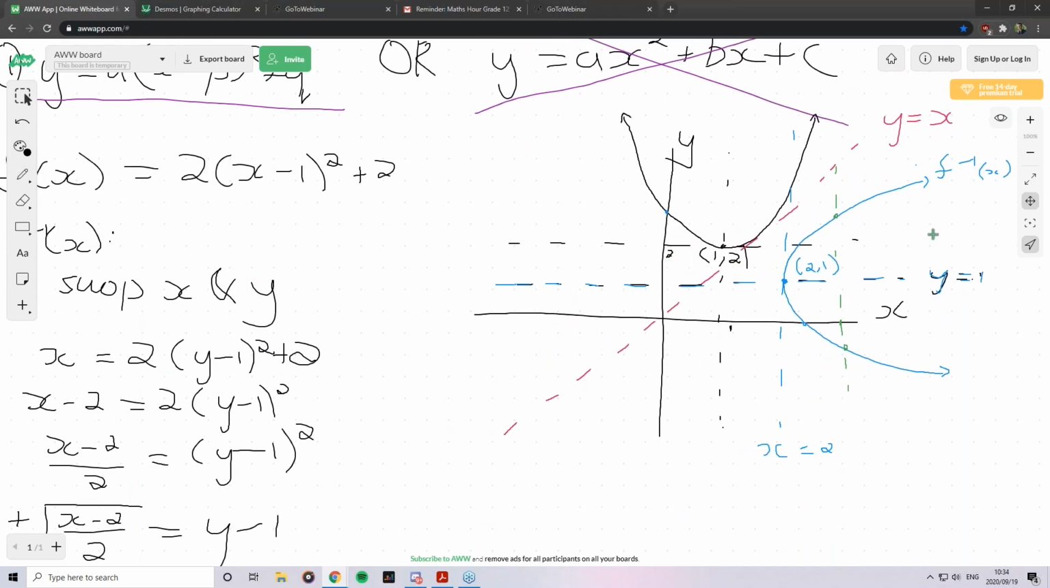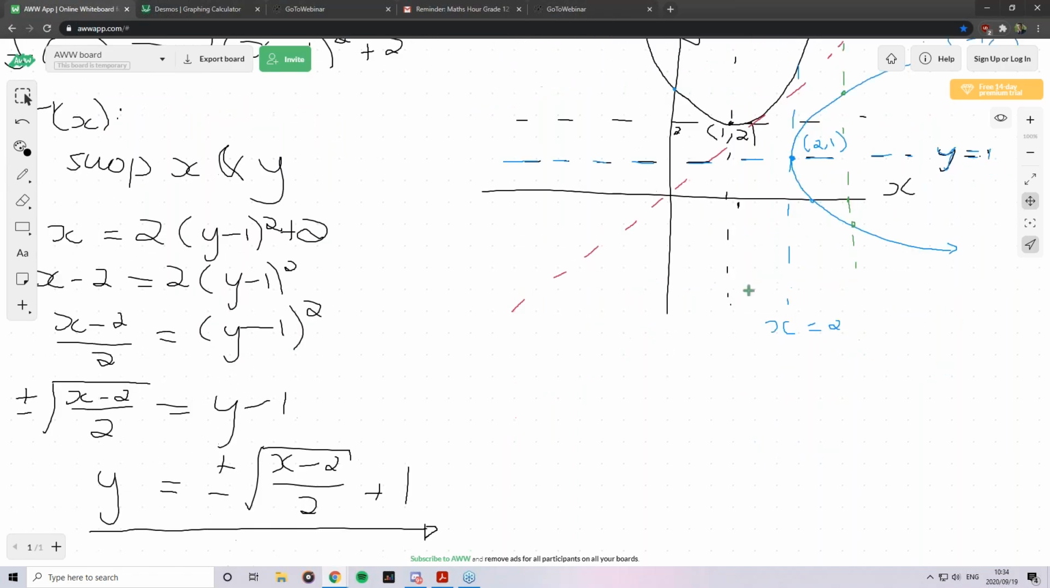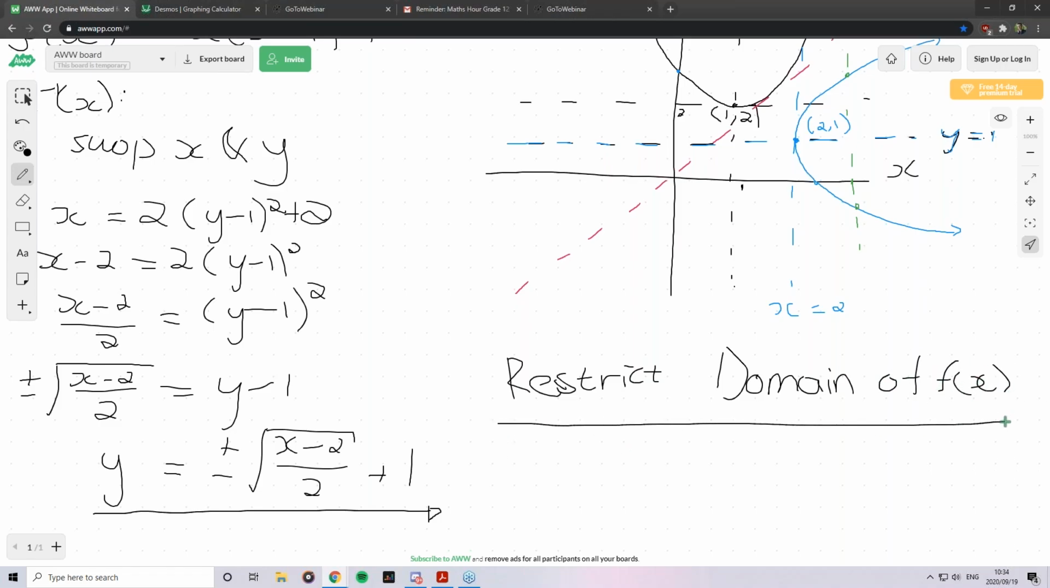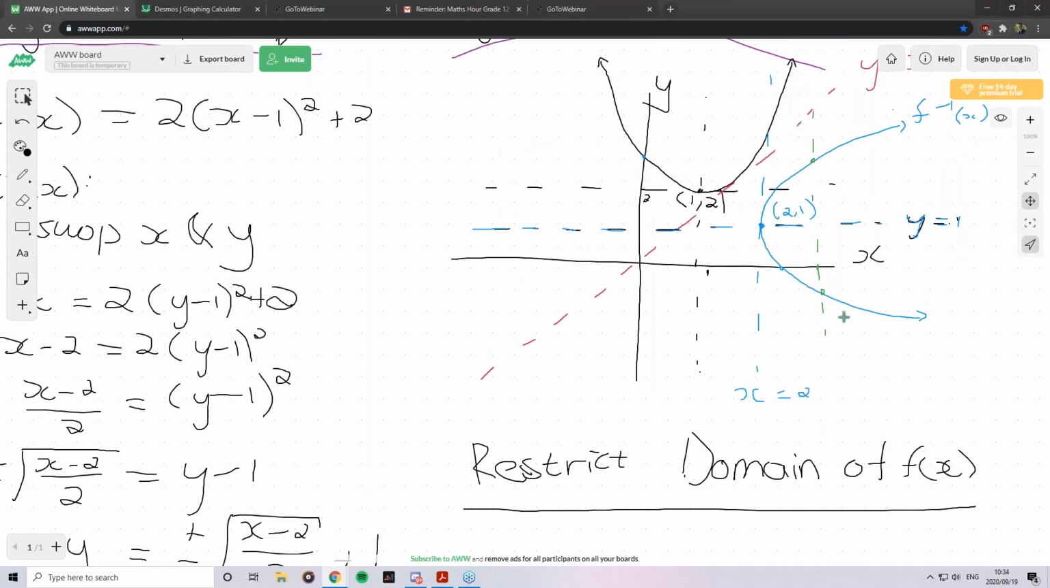So what we have to do in order to make this a function is we have to restrict the domain of f. So we have to restrict for what values of x. Restricting the domain means restricting the values of x, the inputs of our domains, such that this will exist.